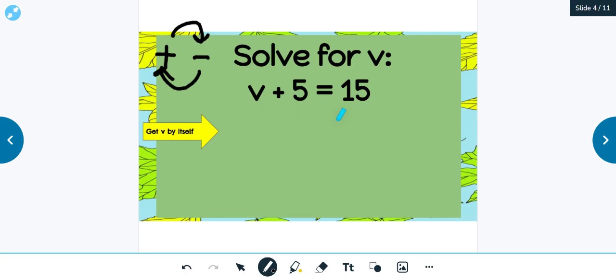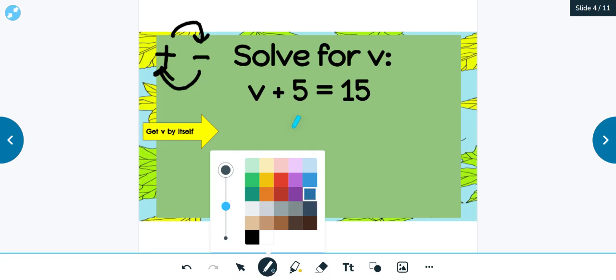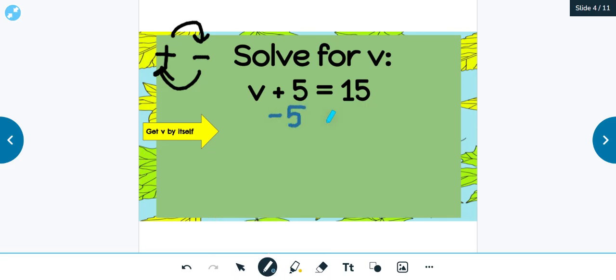Okay. Also think about these equations like that balance scale. If we took something off one side, we have to take it off the other side so that it stays equal. We're trying to solve for v, so we want to get v by itself. Right now it's v plus 5 equals 15. I see this plus 5, so I'm going to use the inverse of plus 5, which is minus 5. So I'm going to show my work on both sides.